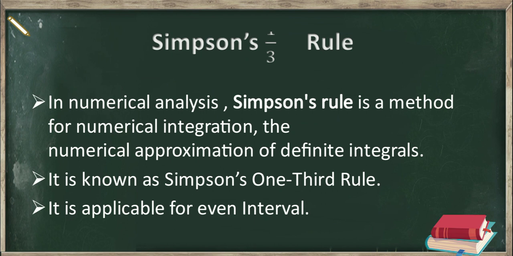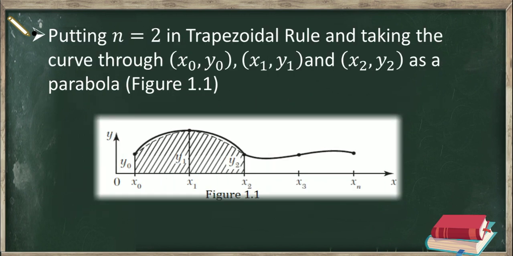First we see Simpson's one-third rule. In numerical analysis, Simpson's rule is a method for numerical integration, the numerical approximation of definite integrals, like the trapezoidal rule. It is known as Simpson's one-third rule. It is applicable for an even number of intervals. Let us see how to define Simpson's one-third rule.